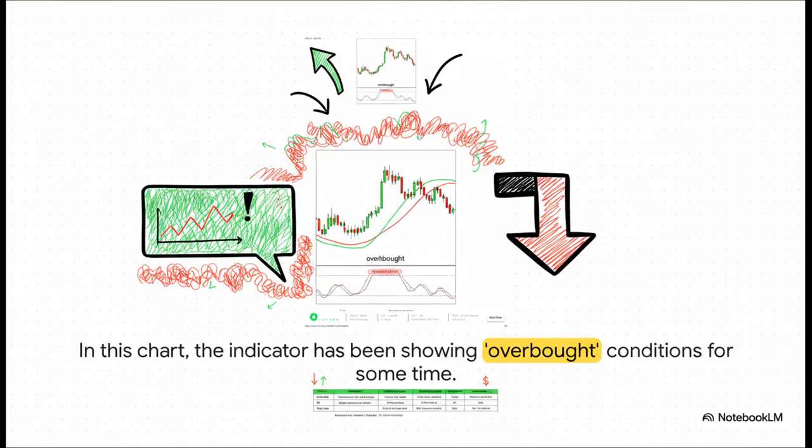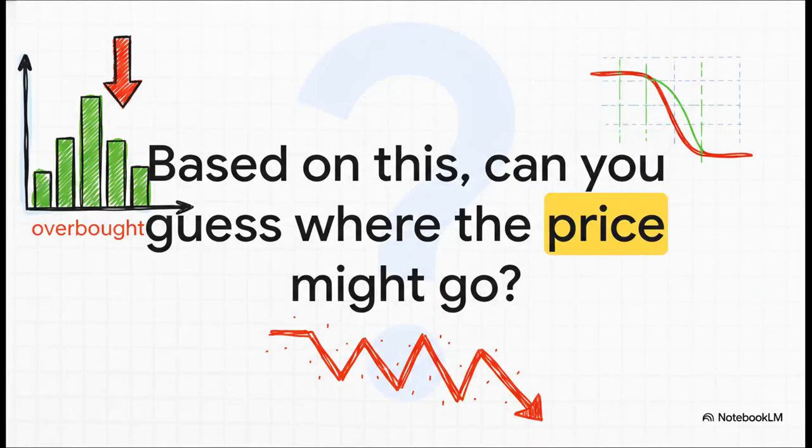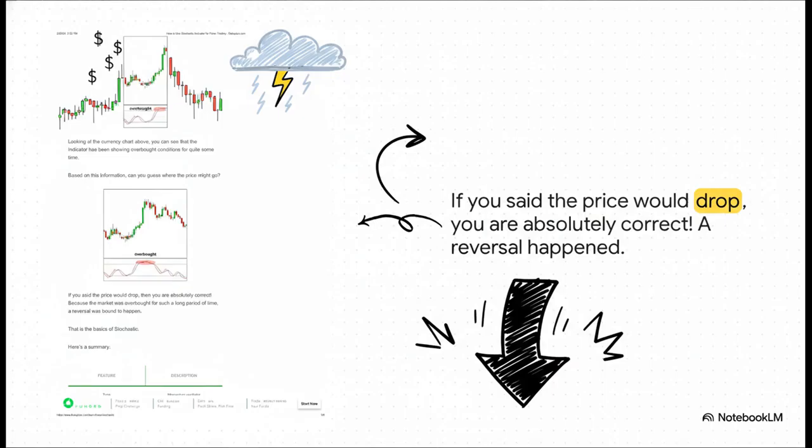All right, take a look here. You can see the price chart up top and the stochastic indicator is right below it. See that red dotted line? That's our 80 level. And notice how the indicator has been hanging out way above it for a while now, basically screaming overbought. So based on our little rule of thumb, what do you think happens next? If overbought means sell, where should the price be headed? If you guessed the price was about to drop, you were spot on. The market was so overbought for so long that a reversal was pretty much inevitable. And sure enough, the price tumbled.